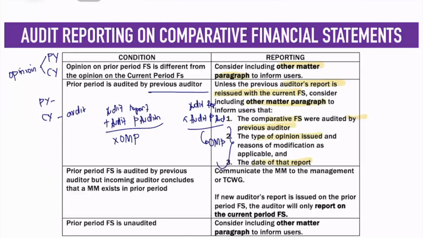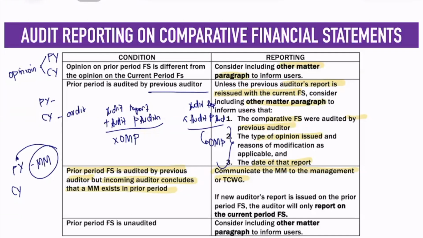Next, if the prior period FS is audited by a previous auditor, but the incoming auditor concludes that a material misstatement exists in the prior period. Take note, again, we are providing an opinion on the prior year and the current year. If there is a material misstatement in the prior year based on your audit, then what you need to do is to communicate that to the management or those charged with governance.